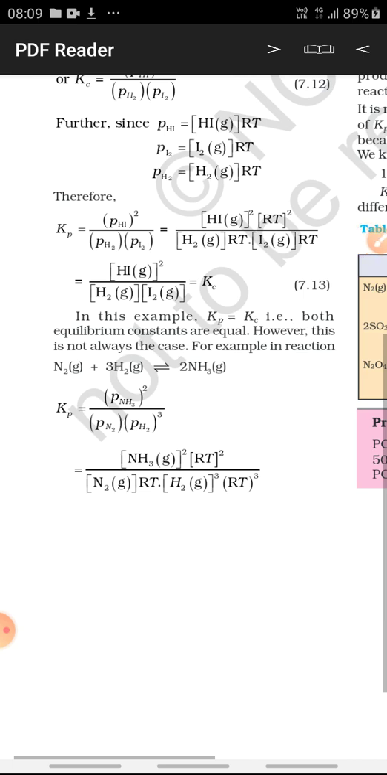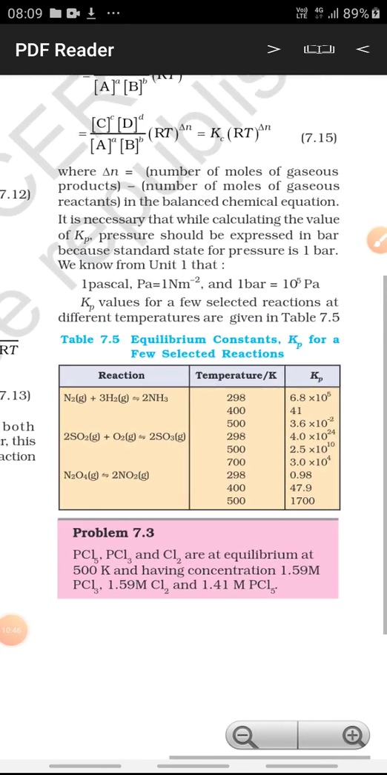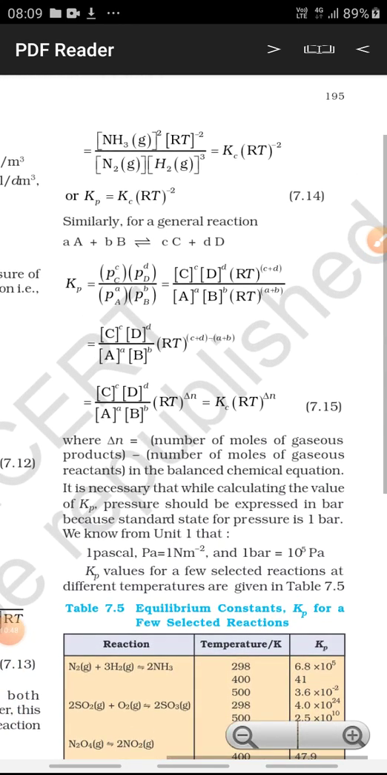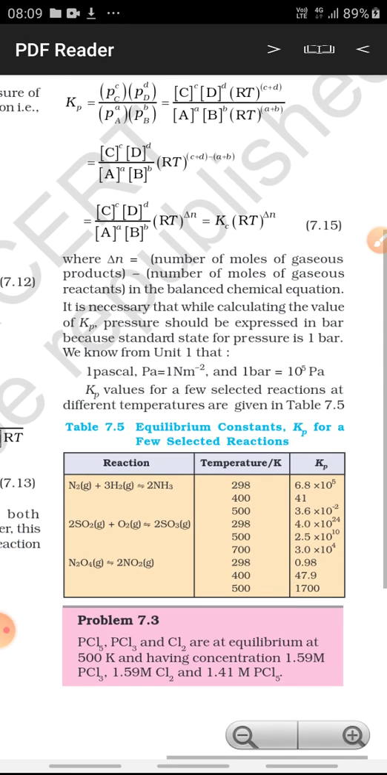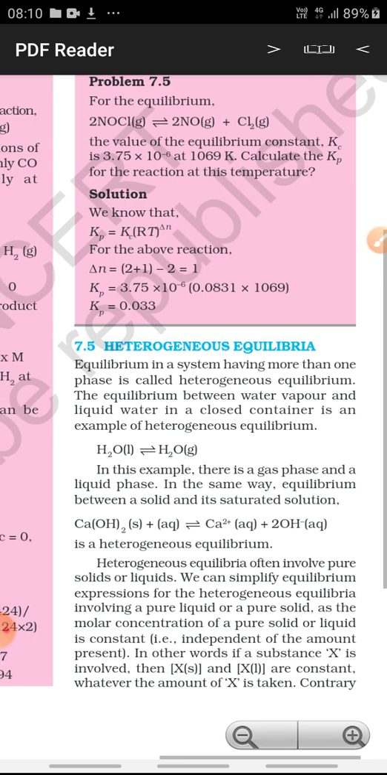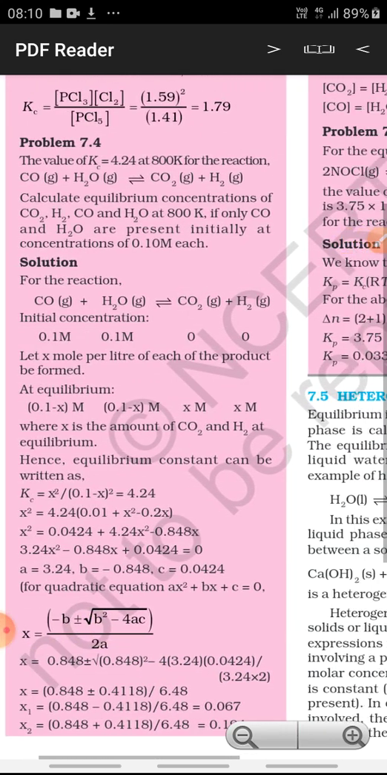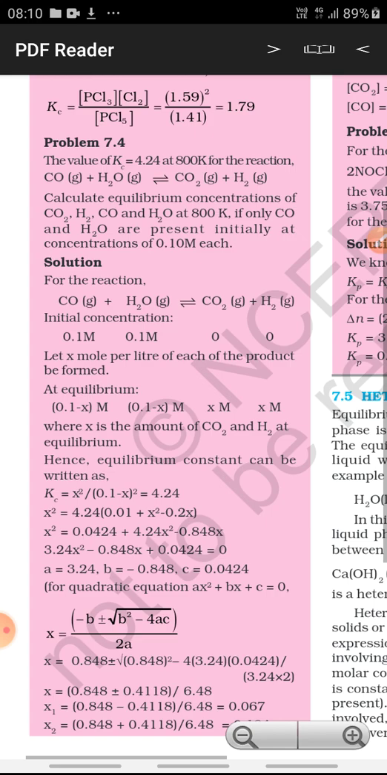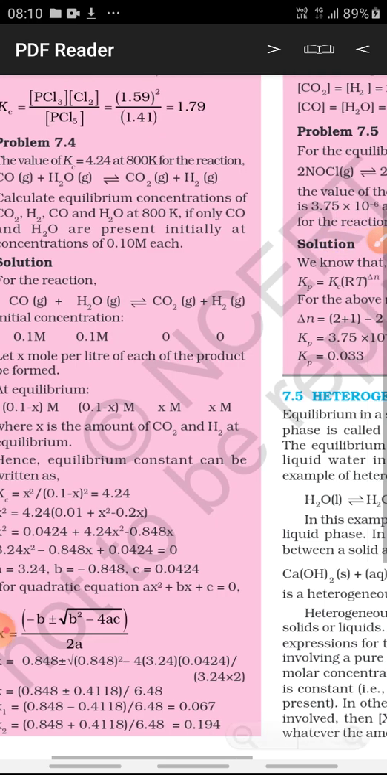We put the value of R and T to calculate the value of the equilibrium constant. In that case, instead of writing Kc, we write Kp. Why Kp? It is also an equilibrium constant, but we are calculating it from the partial pressure. That is why. See, here it is given. This derivation you all can see. It is also one of the questions which is given in the form of Kp.